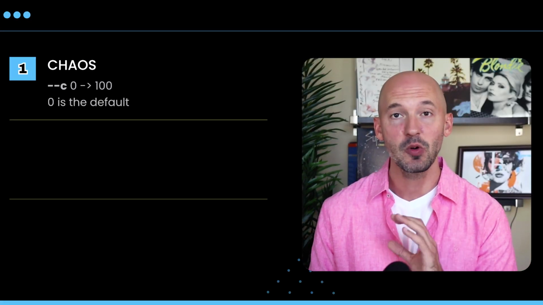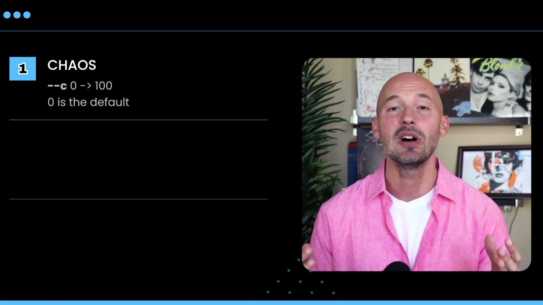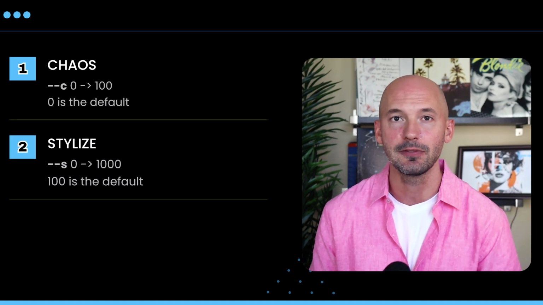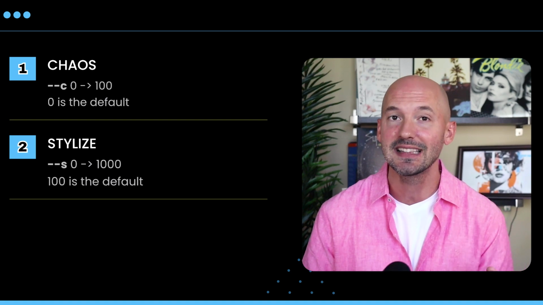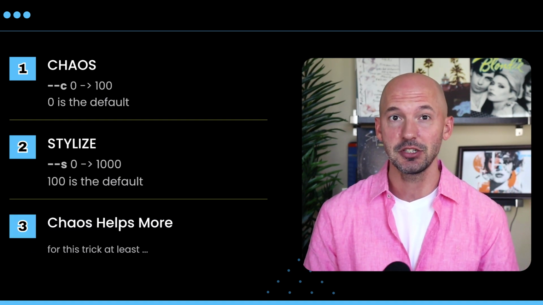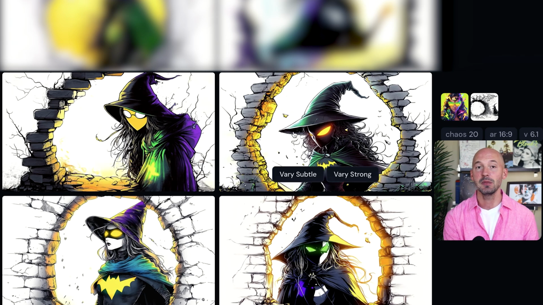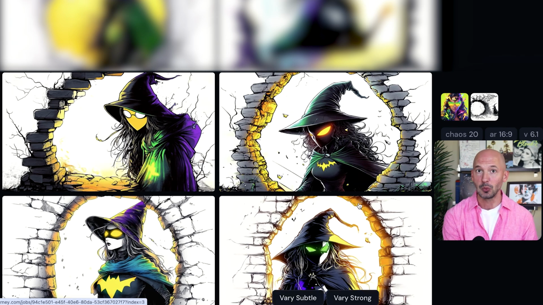Chaos is set to 0 by default and can be any value above 0 and below 100, while stylize is at 100 for default and ranges between 0 and 1000. Out of both of these, I think chaos is more important to this demonstration. Take a look at this generation with chaos 5, and then look at what happens to the grid as we raise the chaos value. Chaos 20, each image is starting to look a little more different from one another.